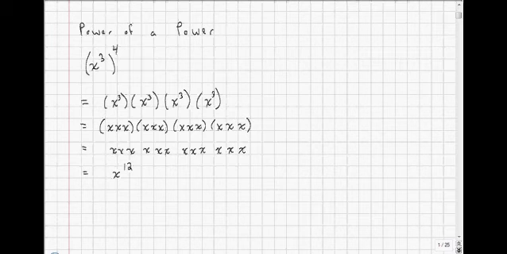The key here, though, is really in this line, realizing that what we have is 4 groups of 3 x's all multiplied together, and therefore we have 12 x's multiplied together. But 4 groups of 3, that's multiplication. So x to the 3rd to the 4th is x to the 4 times 3 power, or x to the 12th power. We multiply the exponents.